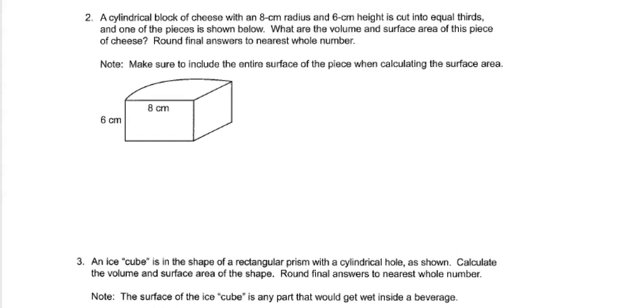All right. Number 2, this one's probably the toughest one, I think, on the sheet. I know I went over this in most classes, but I'll hit it again. So you have a cylindrical block of cheese with an 8 centimeter radius. A couple things we need to know. We have a radius of 8. We have a height of 6. It's cut into thirds, equal thirds. So this is 1/3 of the full cylinder.